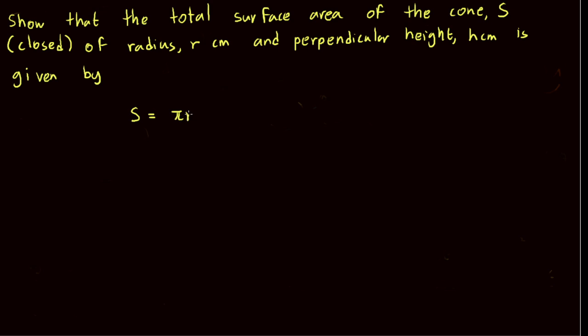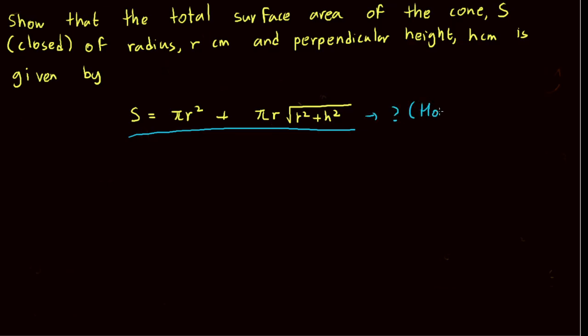So we have to show that S is pi r squared plus pi r times the square root of r squared plus h squared. Alright, so we have to first actually show this part of the formula. We have to show how we get this. How is this possible? So we have to show how we got this formula. So that's the first part.